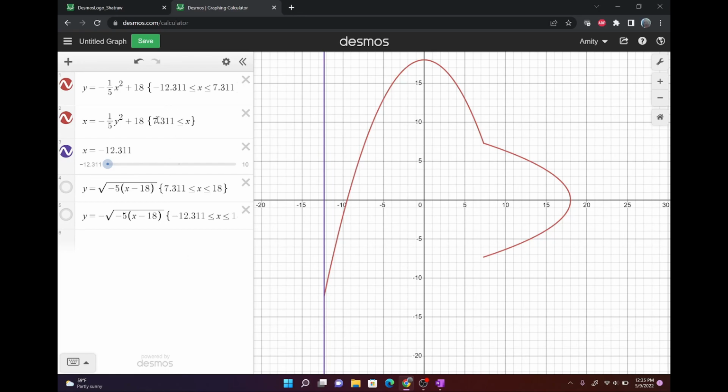I'm going to put the negative 12. I'm going to turn this one off again because I fixed it to where this top half went exactly where I wanted it to, and that bottom half went exactly where I wanted it to, and I don't even need that helper line anymore.